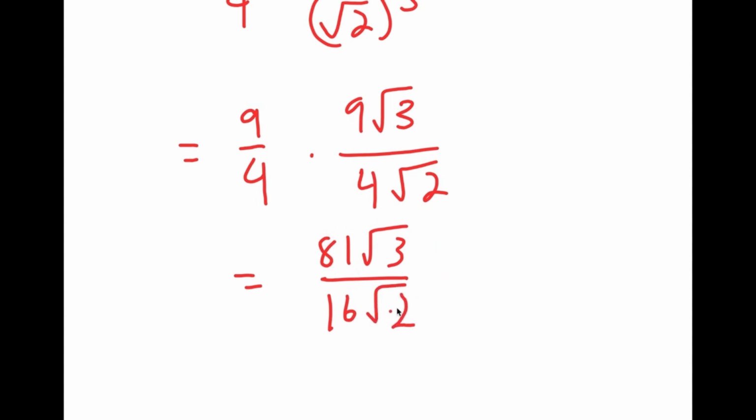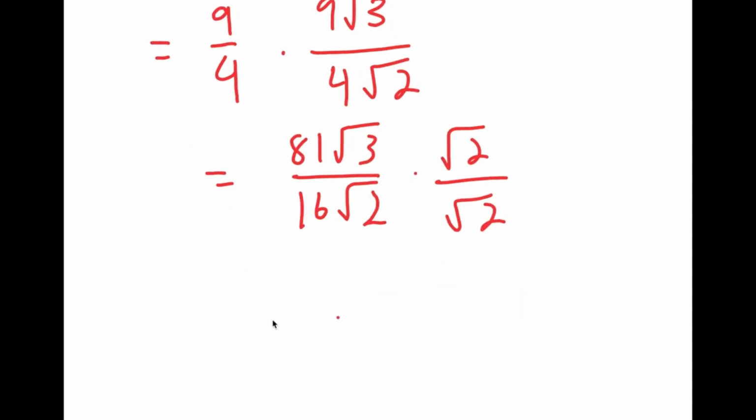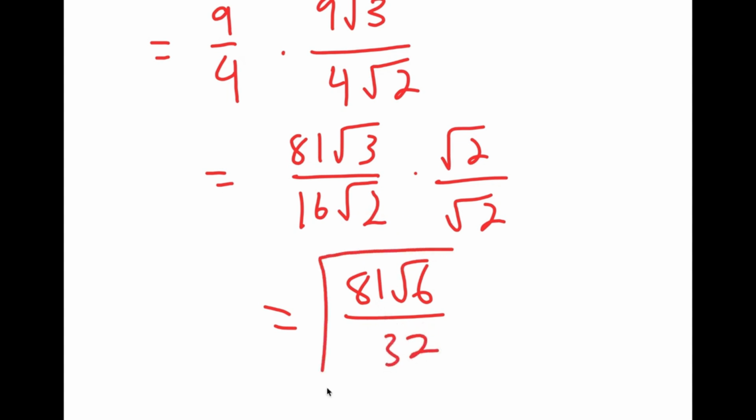And we don't want any radicals in our denominator, so I'm going to multiply this by the square root of 2 over the square root of 2. So I get 81 root 6 over 16 times 2, which is 32. So this is my answer.